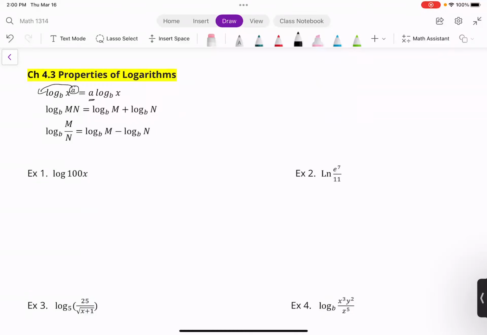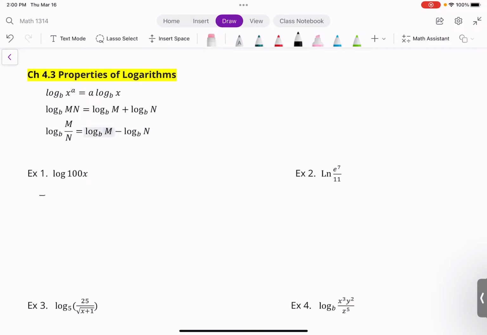If we have log base b of m times n, that equals log base b m plus log base b n. If we have log base b of m over n, inside we have division, and then I can split it into two terms, log base b m minus log base b n. So inside multiplication, outside is addition; inside division, outside is subtraction. All right, let's use these three properties to simplify the form.